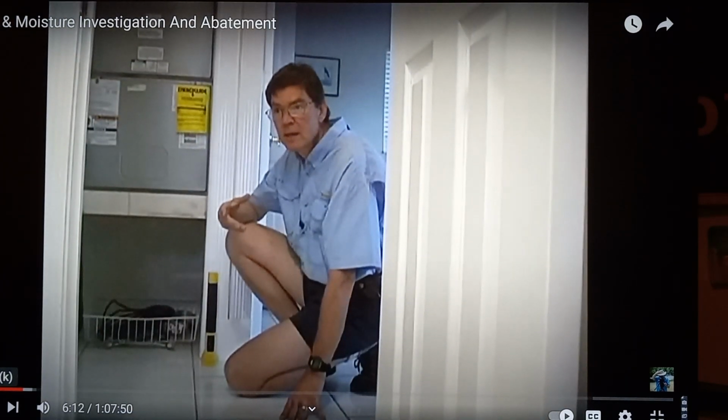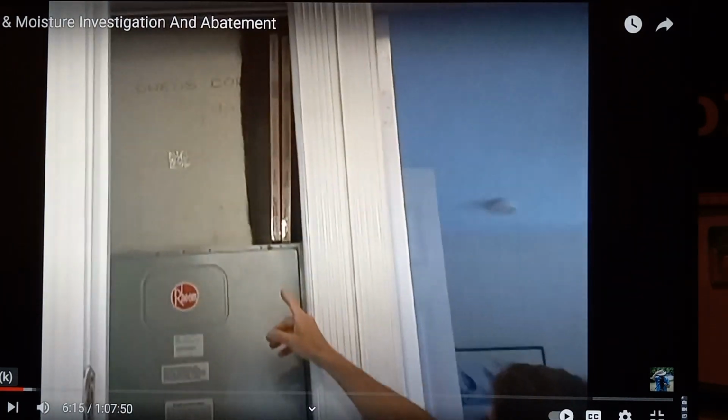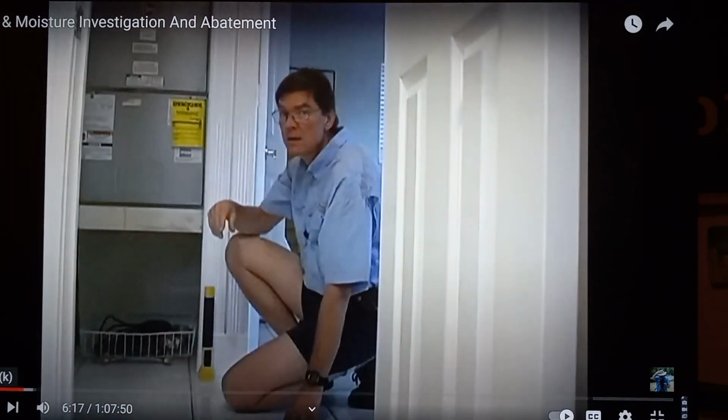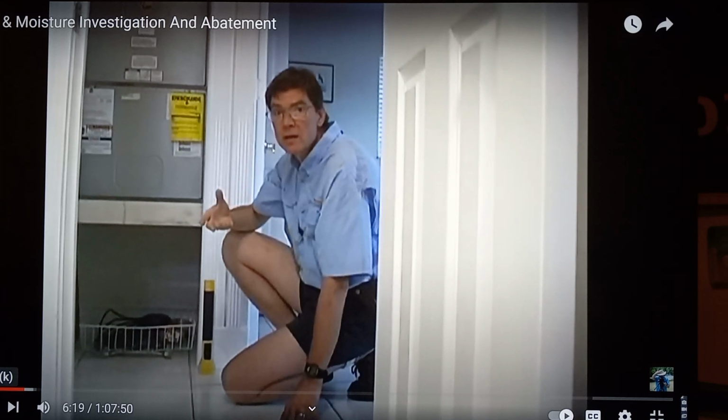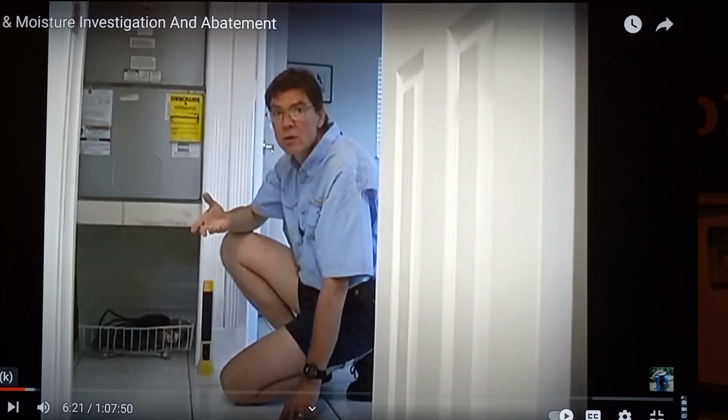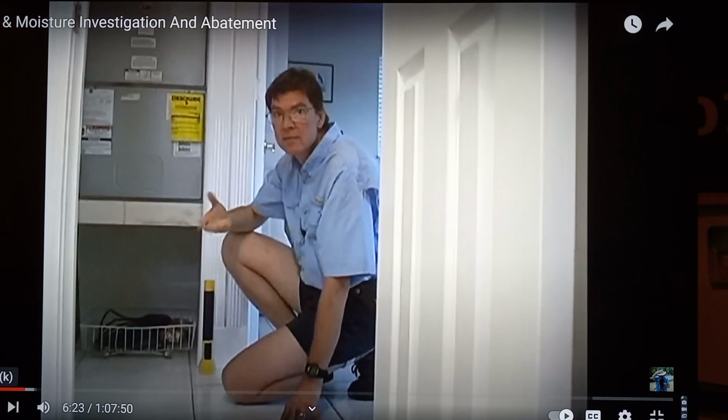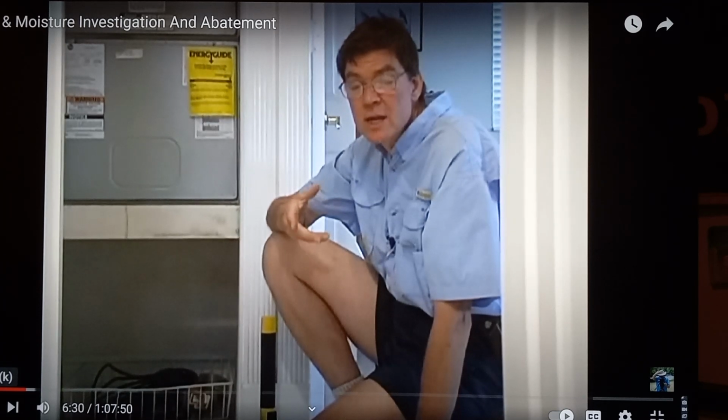Some ducts cannot be cleaned, such as what we have here. This is a fiberglass lined duct. You cannot clean it, and you'd create more damage if you tried to clean that. During your investigation, the blower unit and the coils are a good location to take a swab sample.